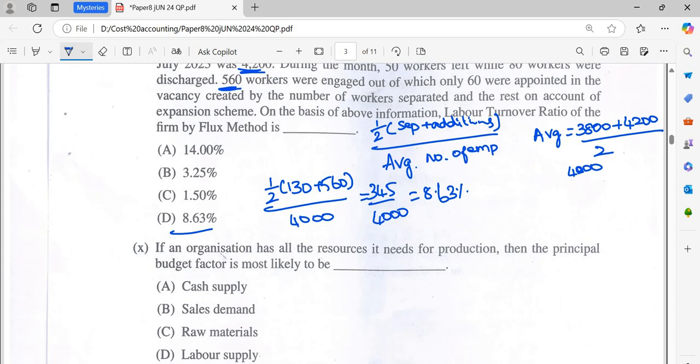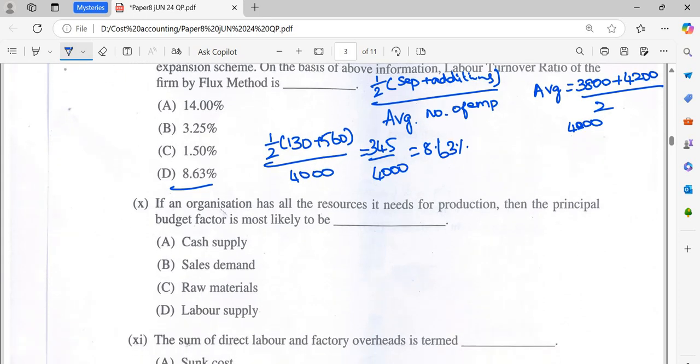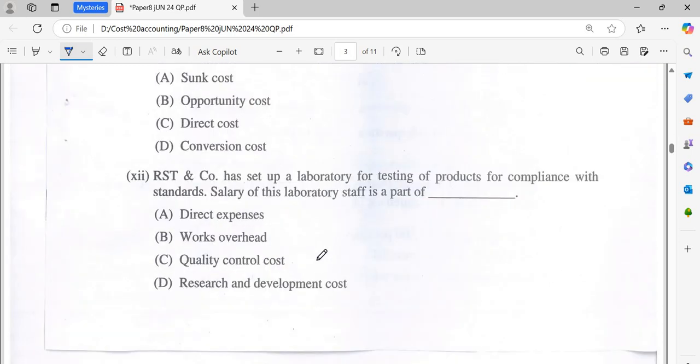If an organization has all the resources it needs for production, then the principal budget factor is most likely to be sales demand. Based on sales demand only, we will be factoring everything. So option B. The sum of direct labor and factory overhead, that is direct labor plus factory overhead, is said to be conversion cost. So option D is the right answer.